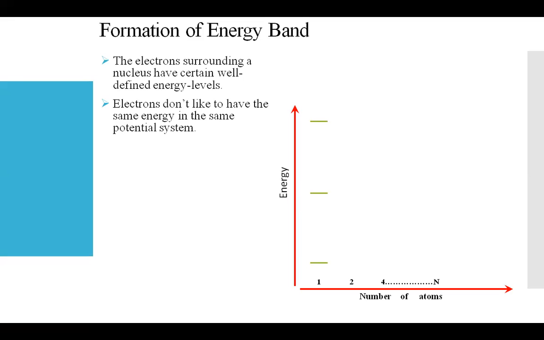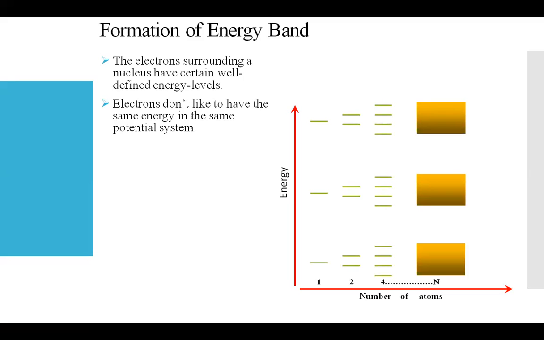The electrons don't like to have the same energy in the same potential system. So if you have the number 1 atom over here, there are 3 levels identified here for the energy band. For the second, for the fourth, and for the n number. So the representation given here, at number 1 atom, how it is represented, number 2, there are 2 levels. Then at 4 you have 4 levels, and for the n number you have n number of energy levels that will be identified here.